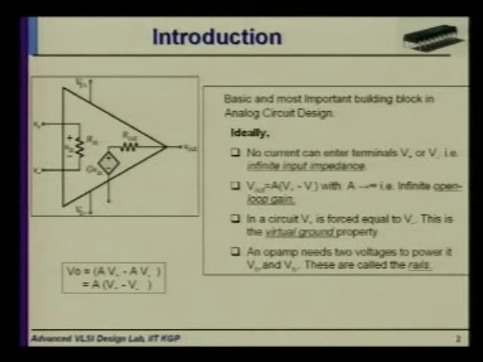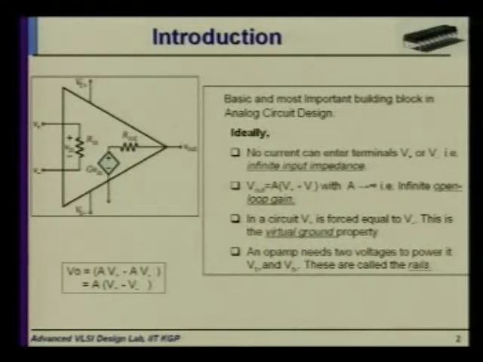This is the basic symbolic representation of the op amp. You all know about this. This is the big triangle representation. For an ideal op amp, it should have the following characteristics. First, infinite input impedance. That means no current should enter through the input terminal. Ideally it should have none, but obviously we can't have infinite input impedance.